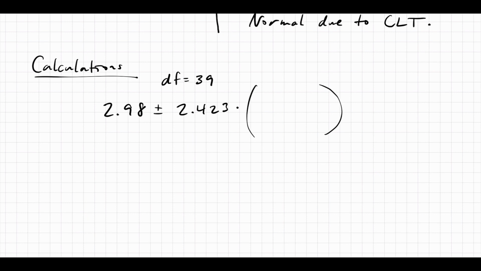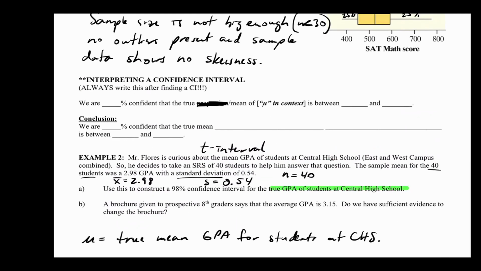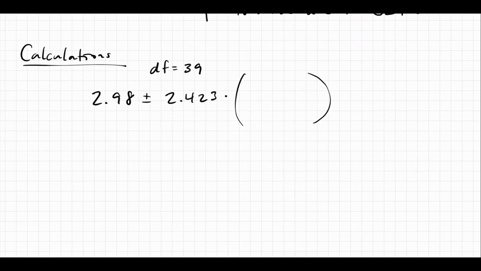Times the standard deviation of the sample, which was 0.54. Since we don't have the population standard deviation, we use the sample divided by the square root of 40. Okay. So then we just got to crunch some numbers.